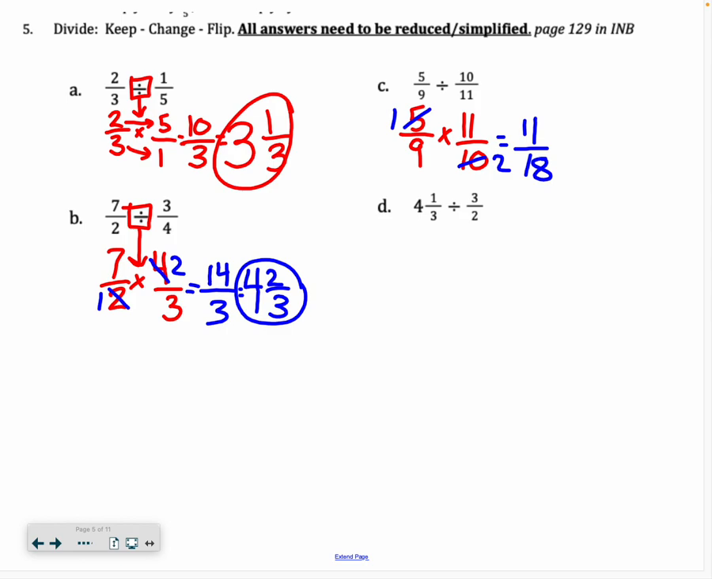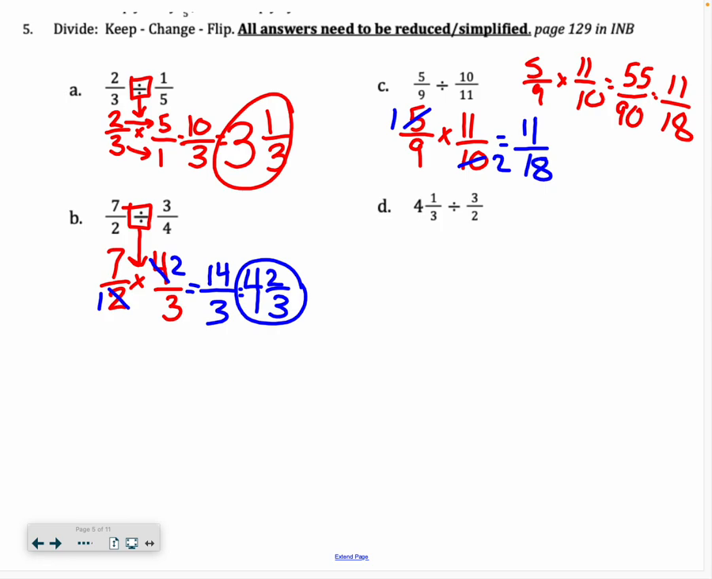If I didn't cross simplify and I just multiplied across, I would have ended up with, I'm just going to reset it up, 55/90, which I could divide both those numbers by 5 because one ends in a 5 and one ends in a 0. And so that would give me then 11/18 if I divided both of them by 5. So same answer.